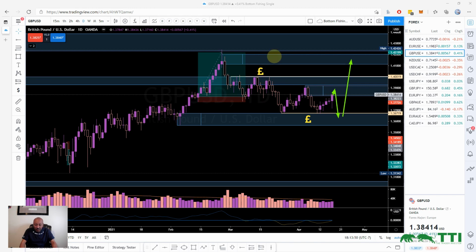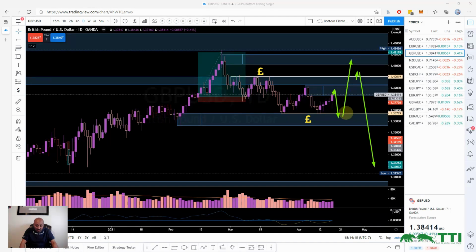Liquidity near an order block is a beautiful thing because liquidity gets cleared. Clearing that liquidity could potentially get us into that order block. Not always. It could mean that once we clear this liquidity, we come back down. That's a possibility.